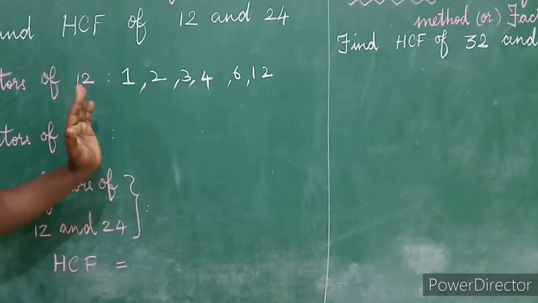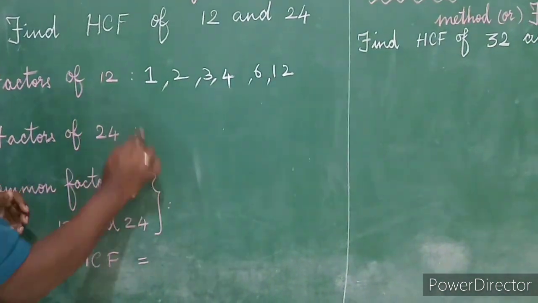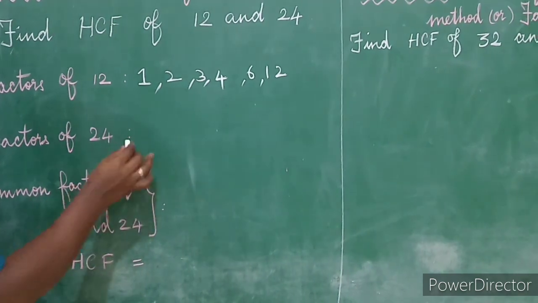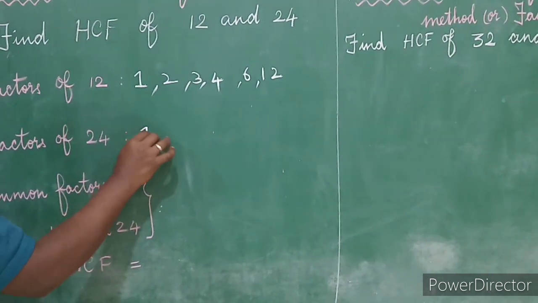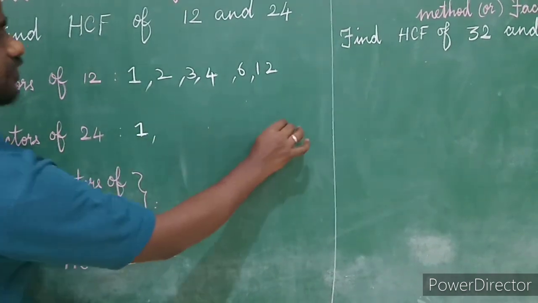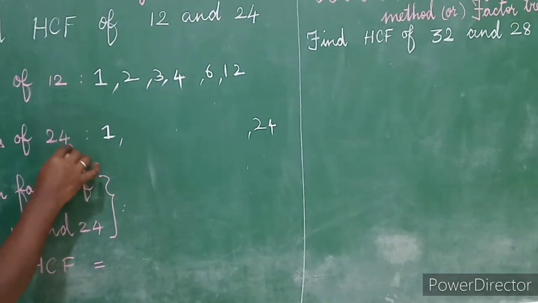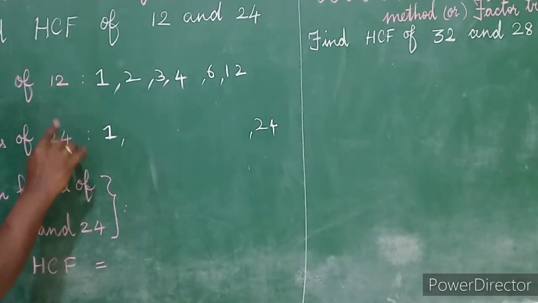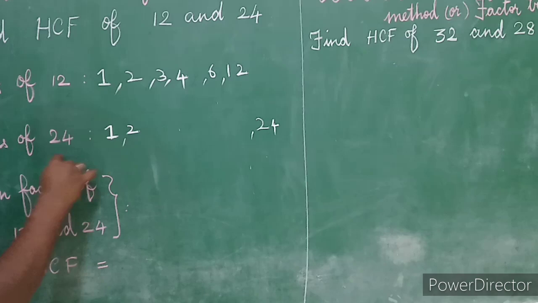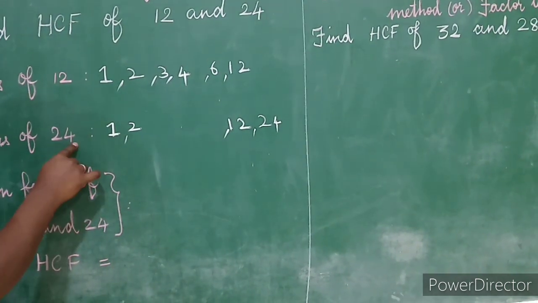We need to find all the factors. Factors of 24. Where do we get 24 in the multiplication table? In table 1, 1 24 is 24. So 1 and 24. Again, in the ones place we have 4, so it is divisible by 2. How many 2's make 24? 12 2's are 24.